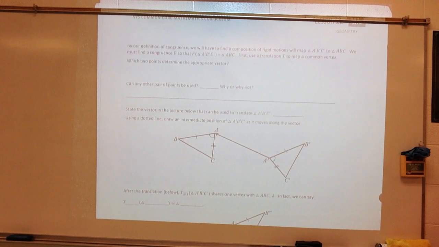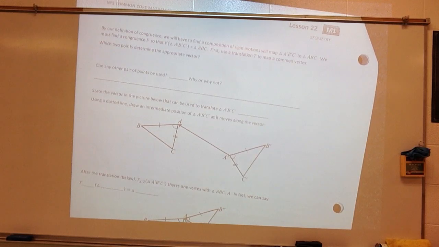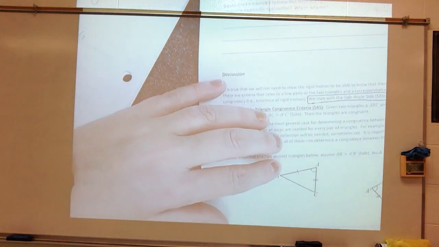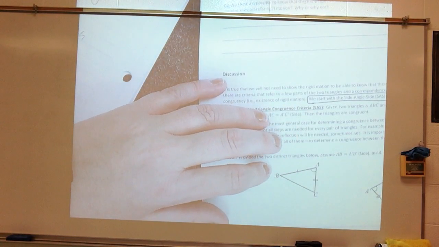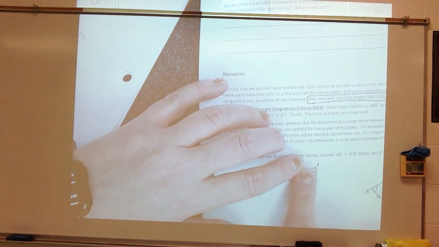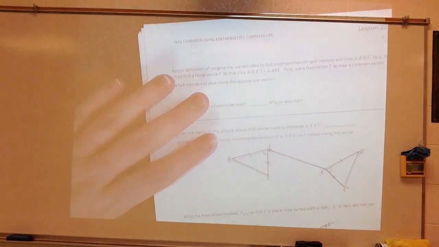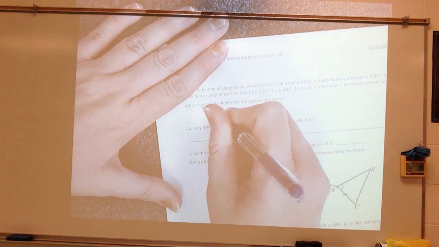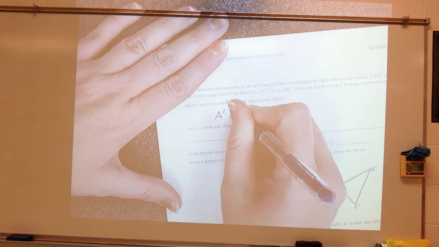First, use a translation T to map a common vertex. Which 2 points determine the appropriate vector? Alright, well, let's look at this vector. The appropriate vector would be A prime and A. Alright, these are our angles that are congruent. So what 2 points determine? That would be A prime and A.